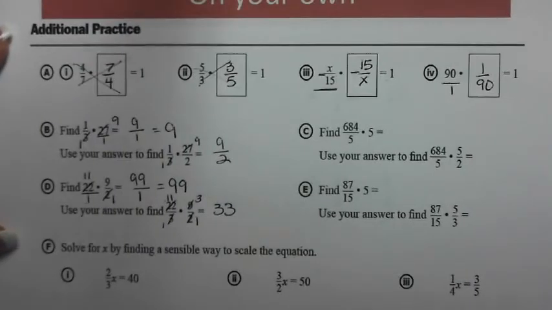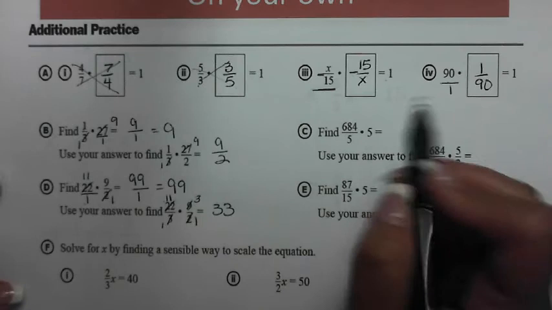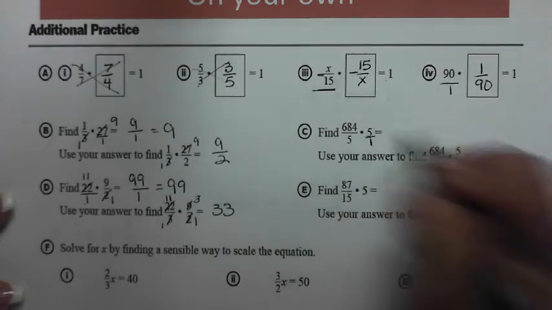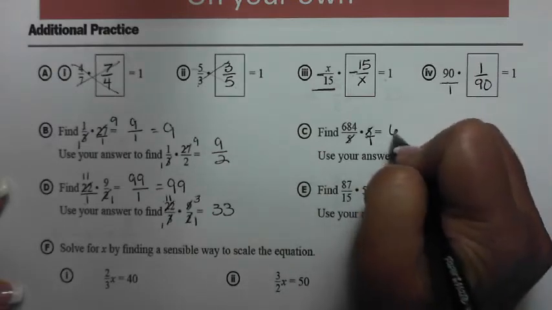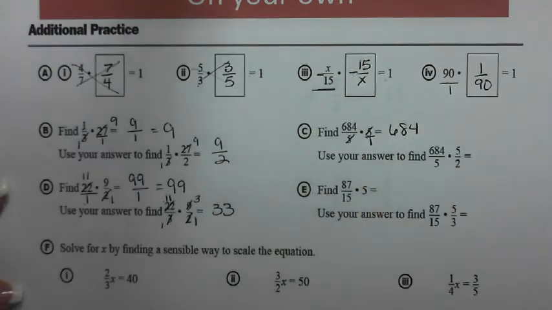Okay, let's look at C. Make this a fraction. These cancel out. What are you left with? 684.